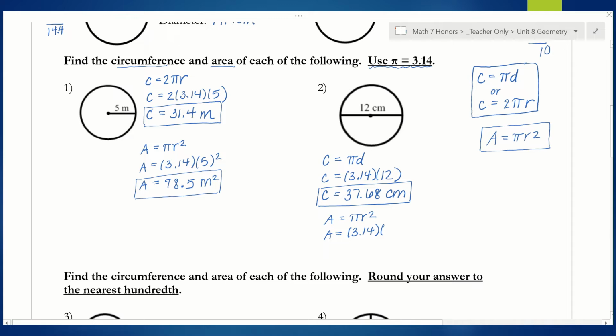So remember, the radius is half of the diameter. So if the diameter is 12, our radius is 6. So I'm going to put in times 6 squared. So in your calculator, 3.14 times 6 squared gives us 113.04. And because it's area, our label is centimeters squared.